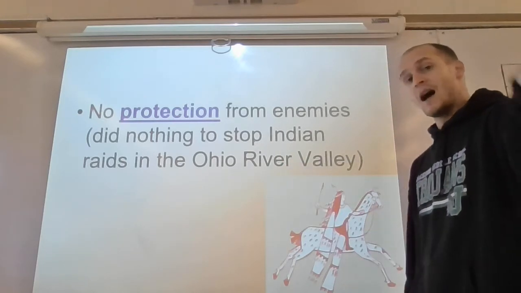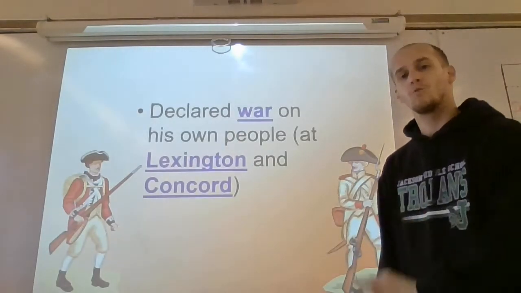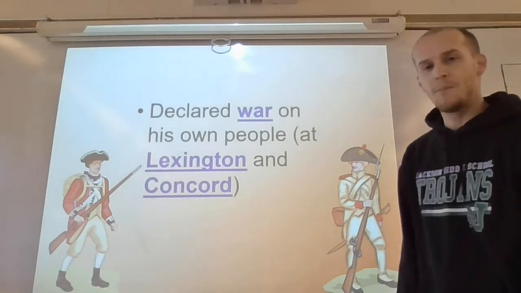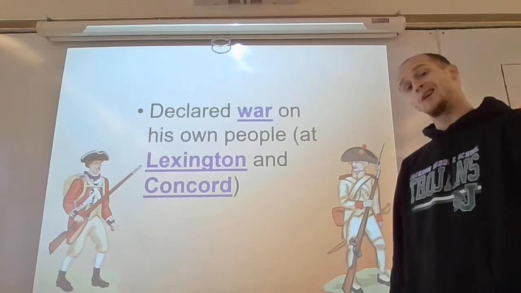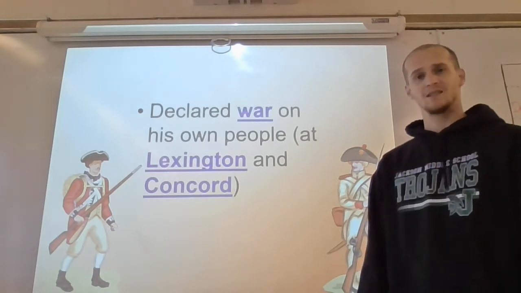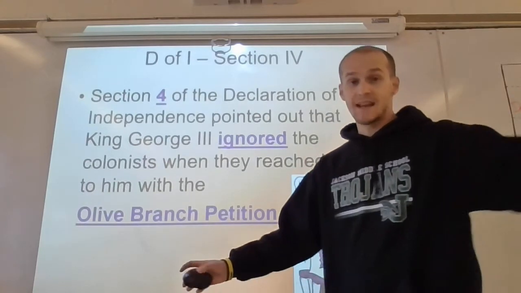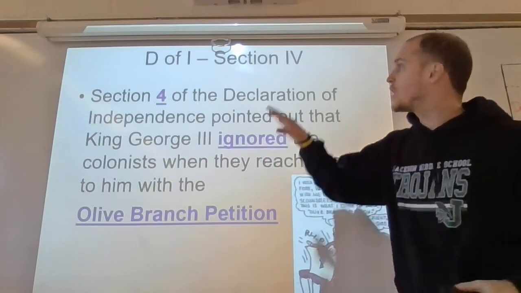And then another one of the grievances is that they go a step further. Not only did you not protect us, you declared war on us. You declared war on your own people. When you invaded Lexington and Concord and killed colonists in the process. That's not all 27, but those are the big ones. Those are some of the ones we've already talked about. But we're going to move on to Section 4.